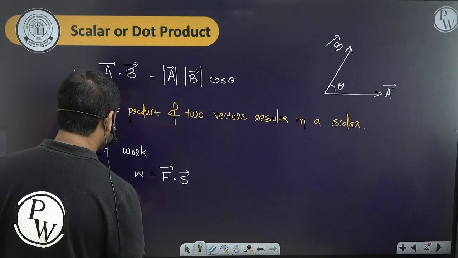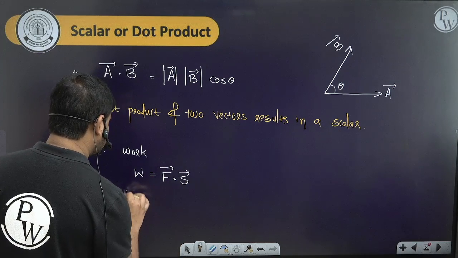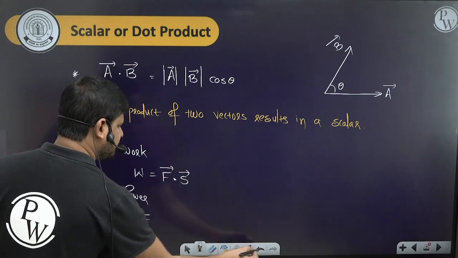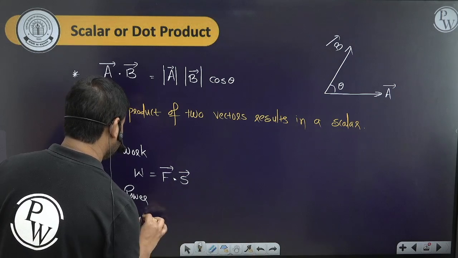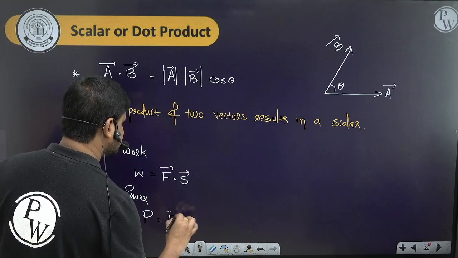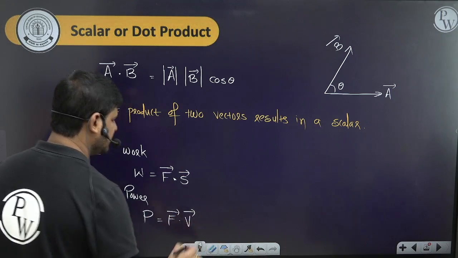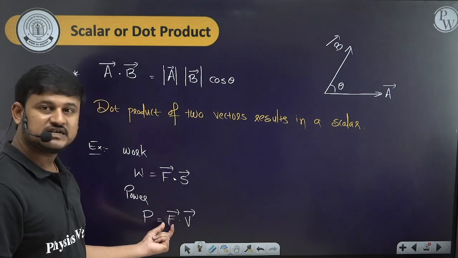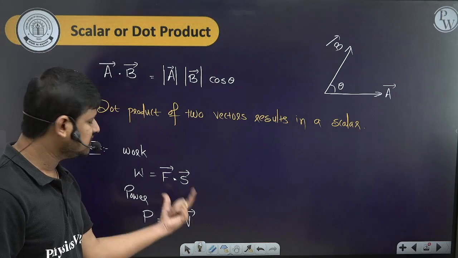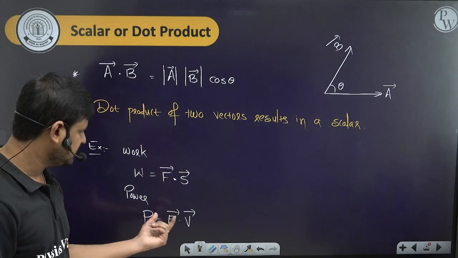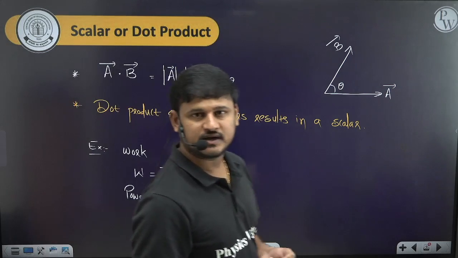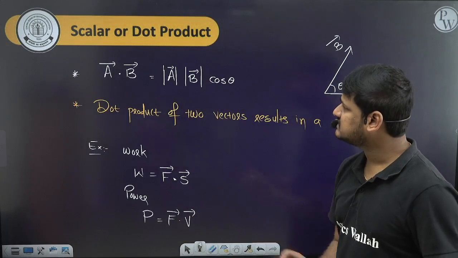Similarly, power, which you also learned in grade 9. Power P is equal to F dot V, where F is force and V is velocity, right? Force is a vector quantity and velocity is also a vector quantity. So the dot product of 2 vectors results in a scalar quantity. This basic thing is clear, everyone?